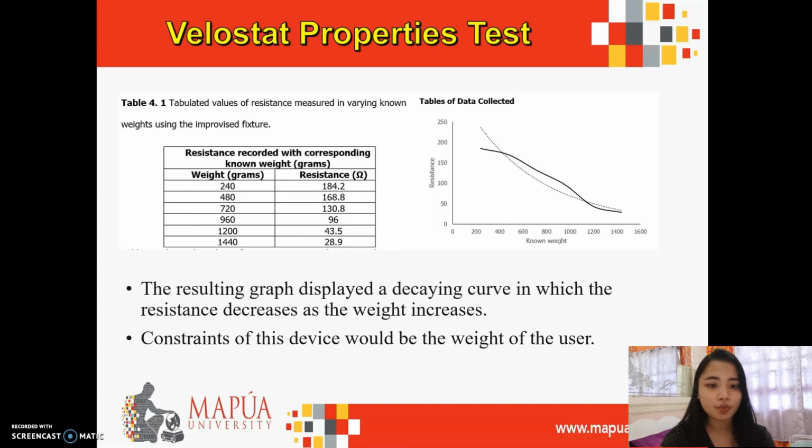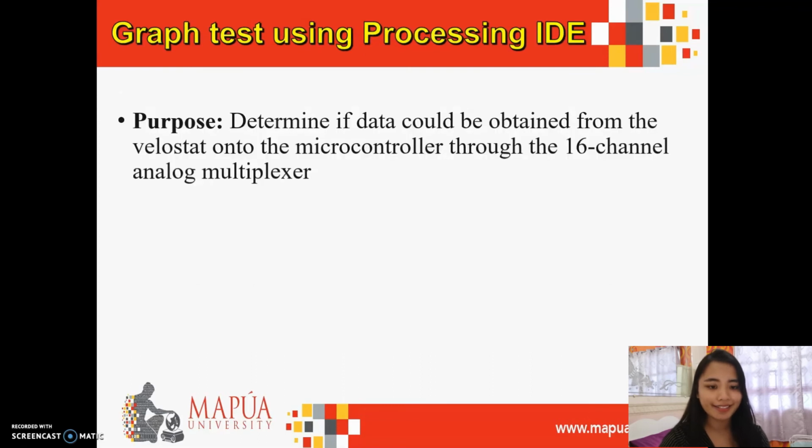The next test that we conducted is the graph test using the Processing IDE. Using the actual seat cushion of our device with a 12-inch square dimension, we would determine if data could be obtained from the velostat onto the microcontroller through the 16-channel analog multiplexer. The accuracy of the device would also be known in these tests.